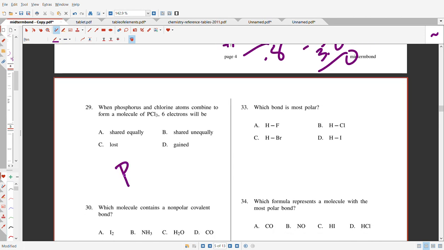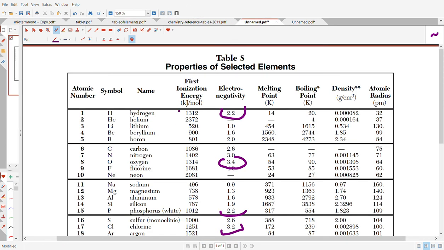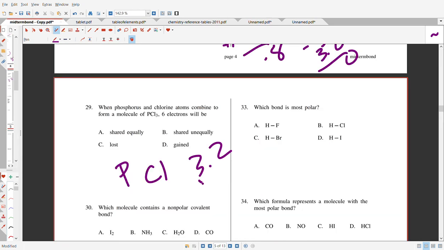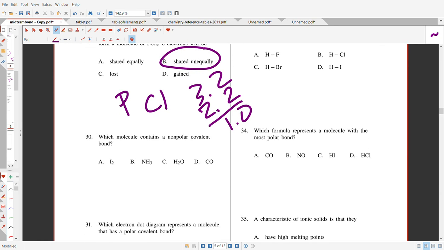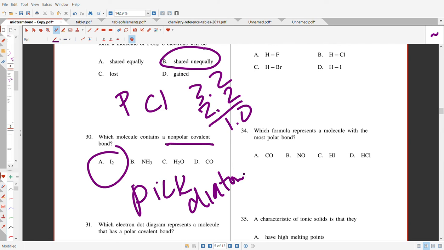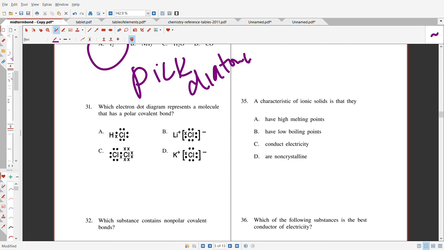Now, we have P and Cl. So I looked up Cl before. We're going to look up P's electronegativity value. So P is right here. It's 2.2. And when you take the difference, you get 1.0. So you know it's polar. I write the word SNAP for polar. Polar means A for asymmetrical, so it's shared unequally. Polar means unequal. Non-polar bond, what I tell you to do, pick the diatomic. 2 of the same. Because you're going to get 0 as the electronegativity difference.